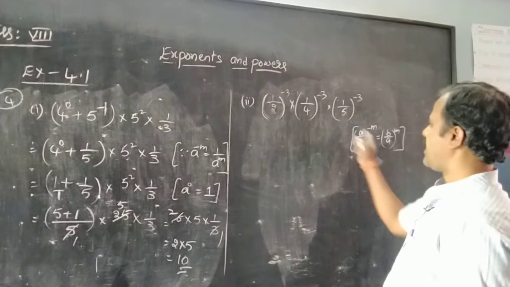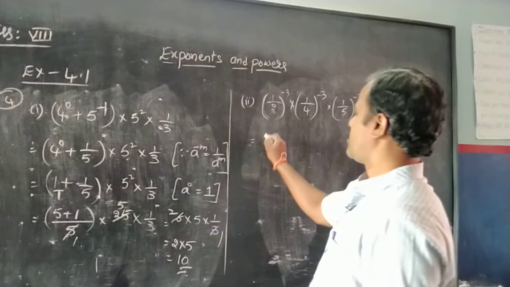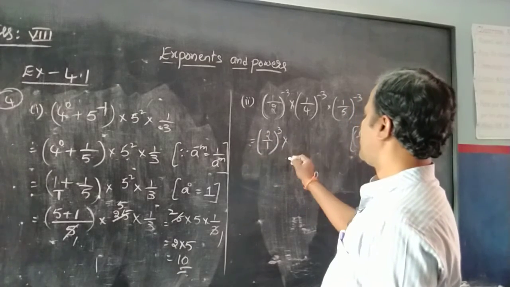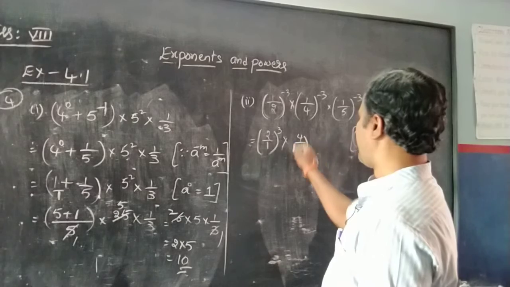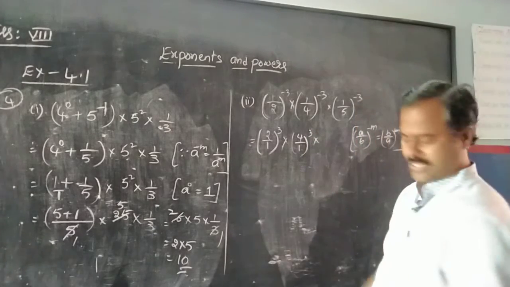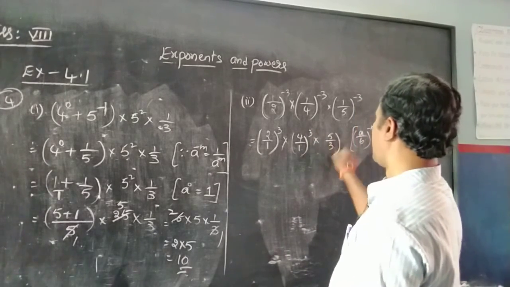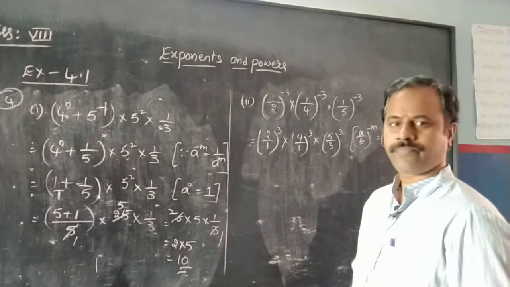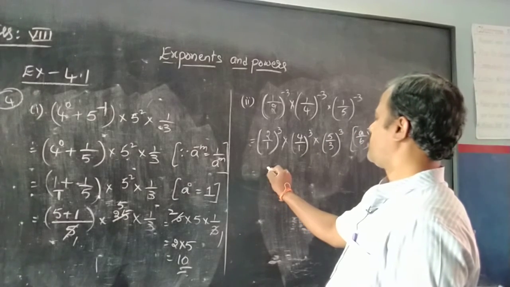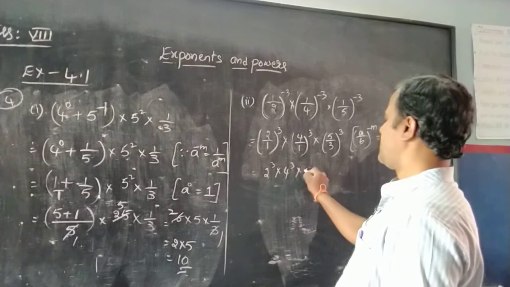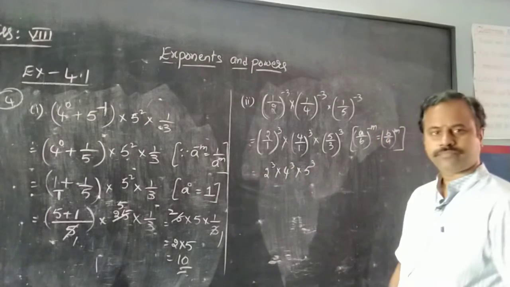Now the same formula is used in all these cases. So you write this one as 2 by 1 whole to the power of 3, and this one as 4 by 1 whole to the power of 3, and this one as 5 by 1 whole to the power of 3. Very good, Nana. So what do you get here? 2 power 3 into 4 power 3 into 5 power 3.